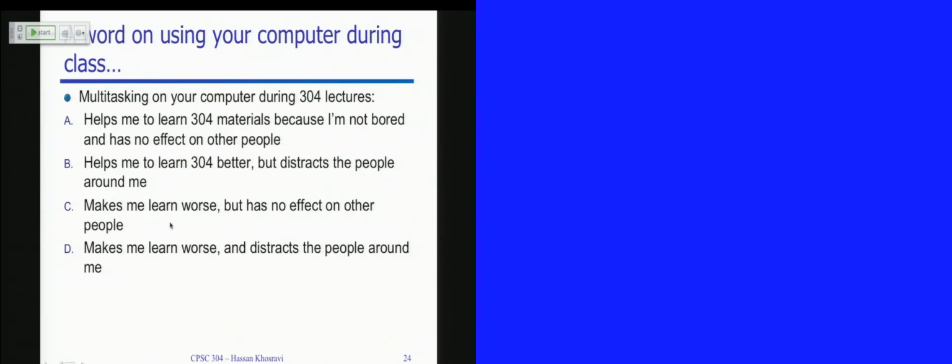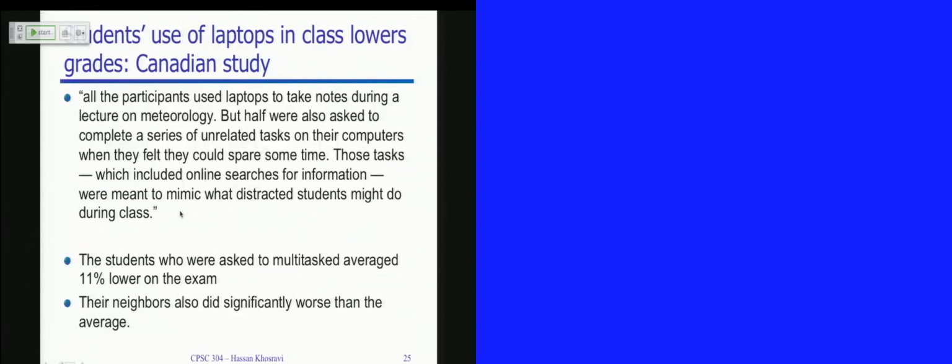It's not true. There are multiple studies that show that if you are multitasking on a computer during a lecture, you're going to do much worse in the exams or throughout the whole semester.